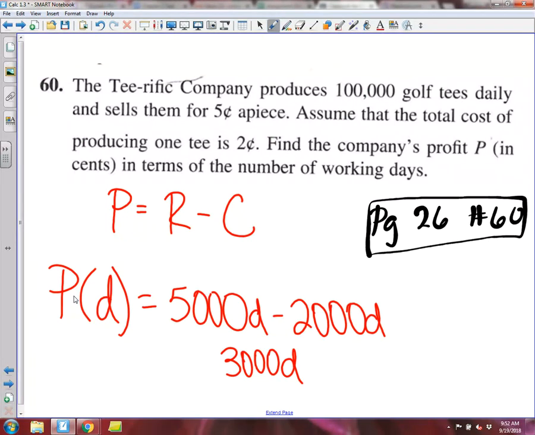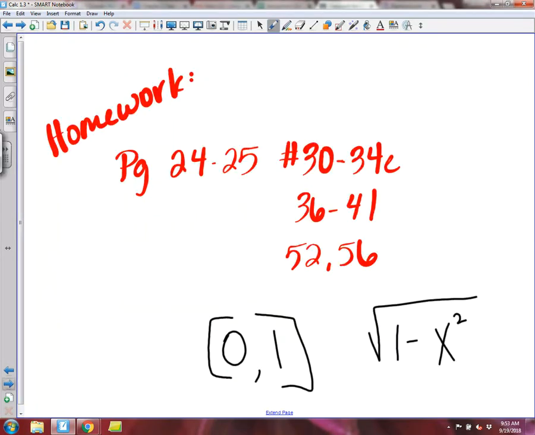Okay, but this would be your profit function. P of D equals 3,000 D. Then you could just plug in however many days you're selling for, and you'll get how much money you should be making. Are we okay with that? Okay. All right, I think that's it.